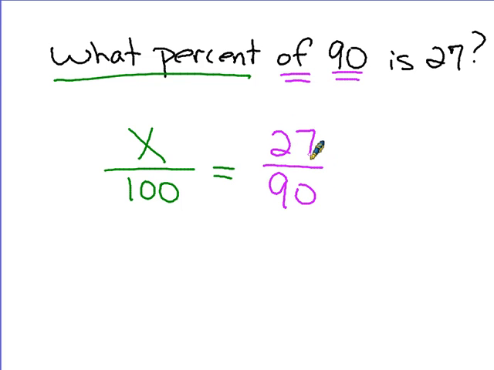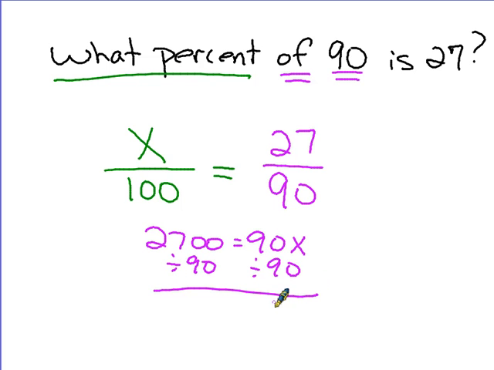So again, I have my setup. I cross multiply. I have 2700 equals 90x divided by 90, divided by 90. And that will give me 30%. And again, I ask myself, does that seem reasonable? 27 out of 90. Yeah, that seems like it's about 30%.